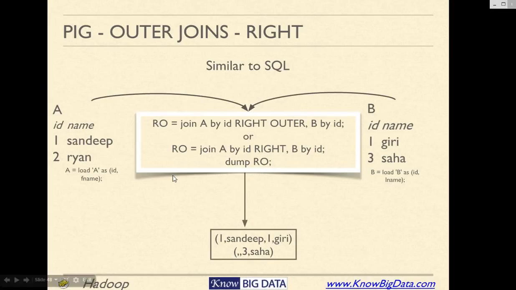Okay. Similarly, we have the right join, which gives us all the values from the right table, irrespective of it having a matching column with the left table or not. So it will give us the values which match. So we'll get 1 comma Sandeep and 1 comma Giri, and we will get all the values from the right table. So here we get 3 comma Saha.